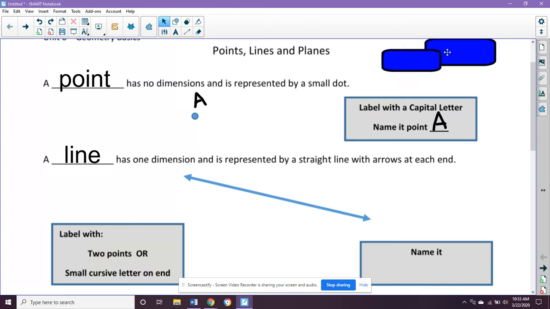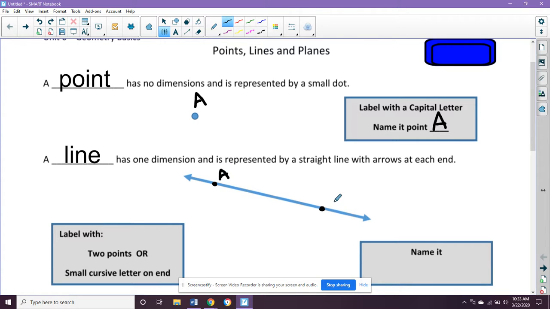A line is also one dimension and is represented by a straight line with arrows on each end. To label it, we have to have 2 points. So to make a line, you always have to have 2 points to make a line. So we're going to label these A and B.